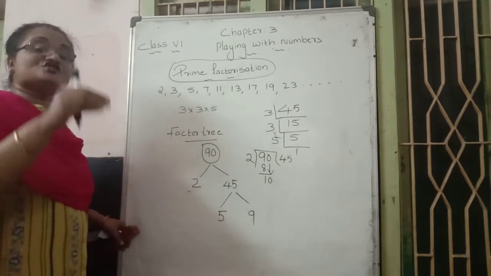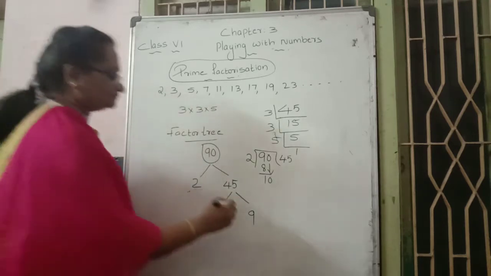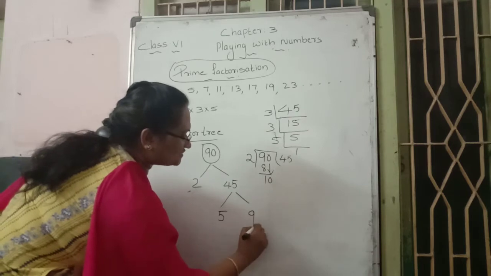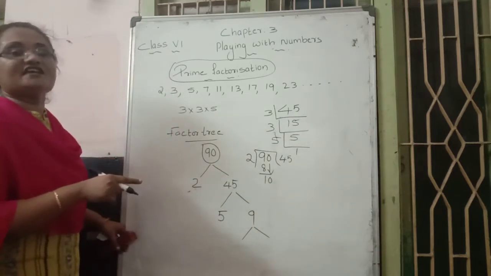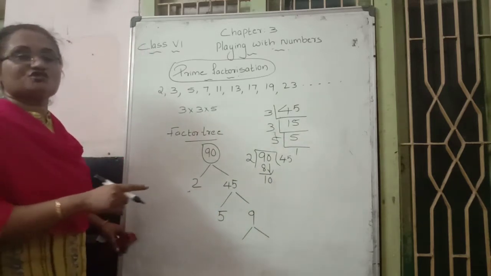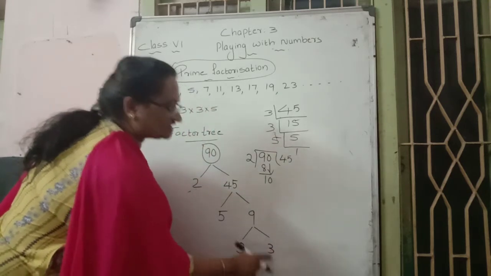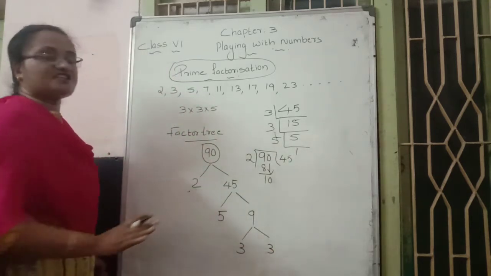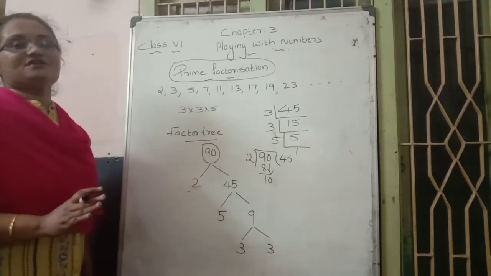Again, dividing that composite number. Our aim is to divide and divide until all numbers change to prime numbers. Where do we draw the branches? At the composite number's place. So 9 we can express as 3 into 3. Here, see, 3 is a prime number. So finally, everything we reach is a prime number.